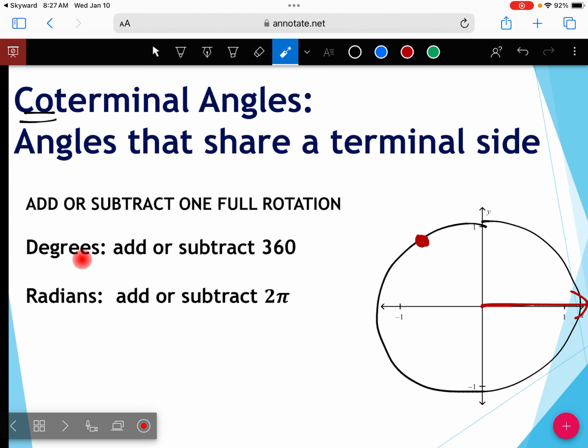If it's in degrees, a full revolution is 360. But if it's in radians, a full revolution is 2 pi. So we're going to practice finding coterminal angles that are both positive and negative by adding and subtracting 360s if it's in degrees and adding and subtracting 2 pi if it's in radians.